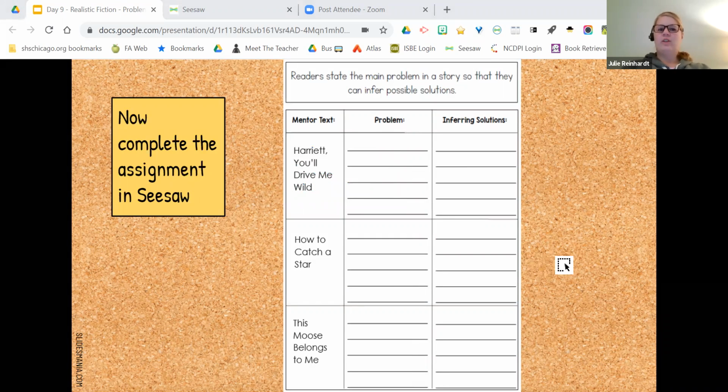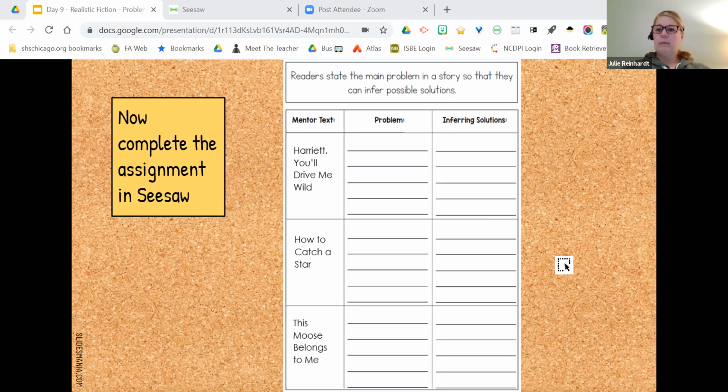All right, now that you have written some problems and solutions for Joe and Ravi, you're going to go into Seesaw. This video will be there too, so you can refer back to it. But I want you to refer back to the 3 different mentor texts that we have listened to: Harriet, You'll Drive Me Wild, How to Catch a Star, and This Moose Belongs to Me. And I want you to think of the possible problems in each of these stories. And then I want you to write some solutions.